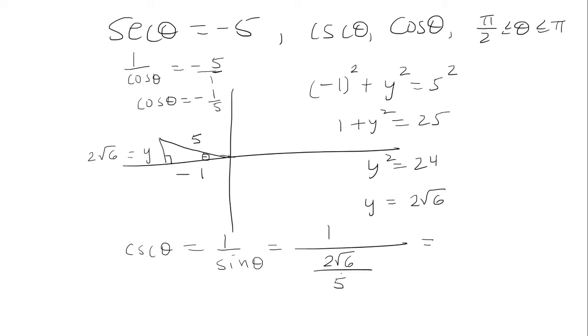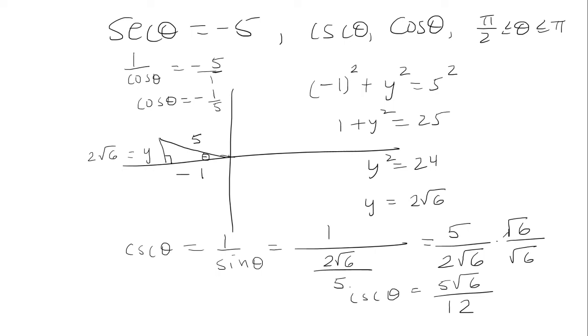So that's just going to be the same thing. Hypotenuse over opposite, well, 1 over opposite over hypotenuse, and that just becomes 5 over 2 root 6. And if you want to rationalize the denominator, you multiply the top and bottom by root 6. So we have 5 root 6 over 2 times, well, root 6 times root 6 is just going to be 6. So 2 times 6 is 12. So this is your cosecant theta.